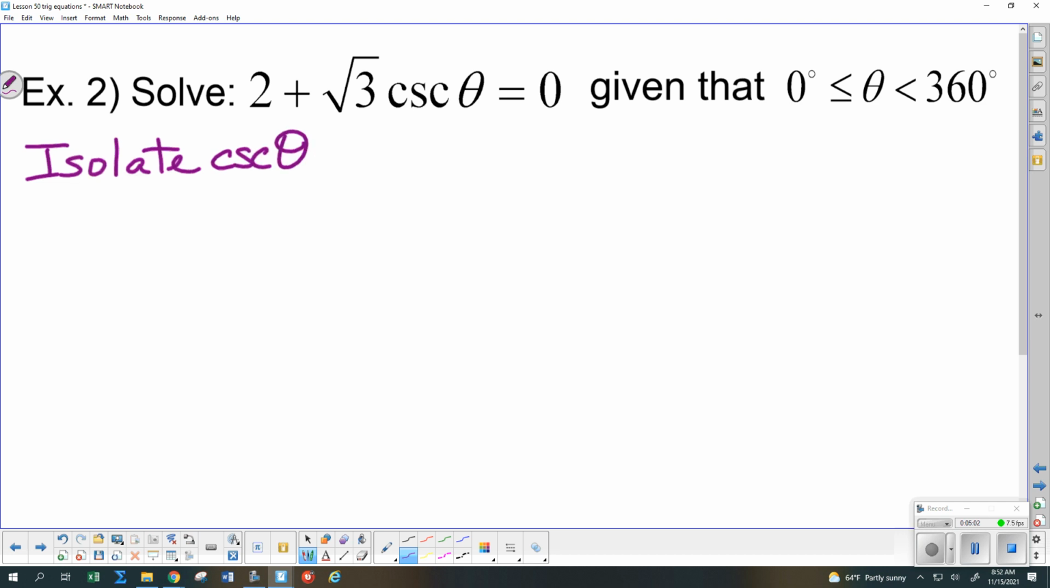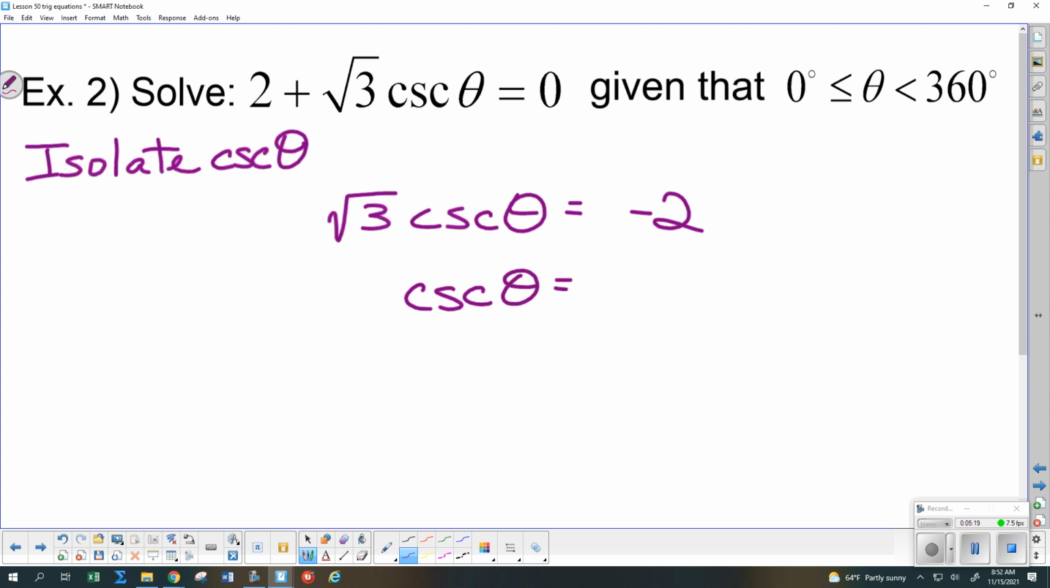So in this case, we want to isolate the cosecant of theta. So I'm going to subtract 2 from both sides. So root 3 cosecant theta is -2. Then I'm going to divide both sides by root 3. So cosecant of theta is -2 over root 3. Since I have not memorized a unit circle for cosecant, I need to get it to one of the circles I know. So I need to take the reciprocal of both sides.